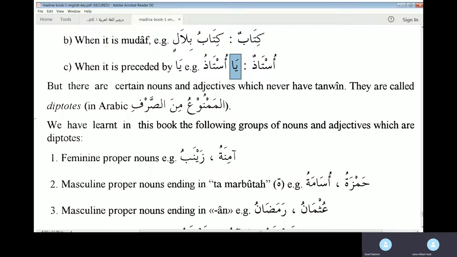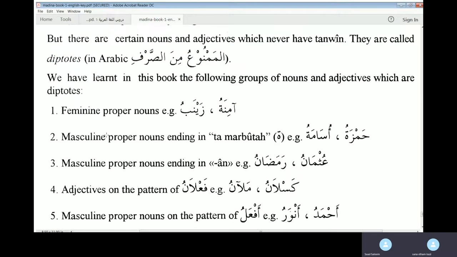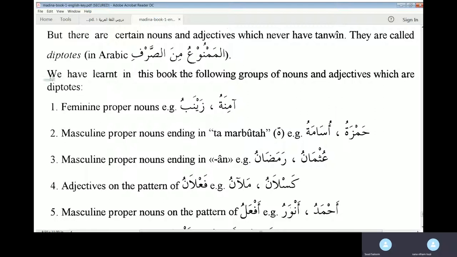They are called diptos. In Arabic, al-mamnu'u minas-sarfi. Mamnu'u minas-sarf means you cannot use tanween. We have learned in this book the following groups of nouns and adjectives which are diptos. For example, one, feminine proper nouns.